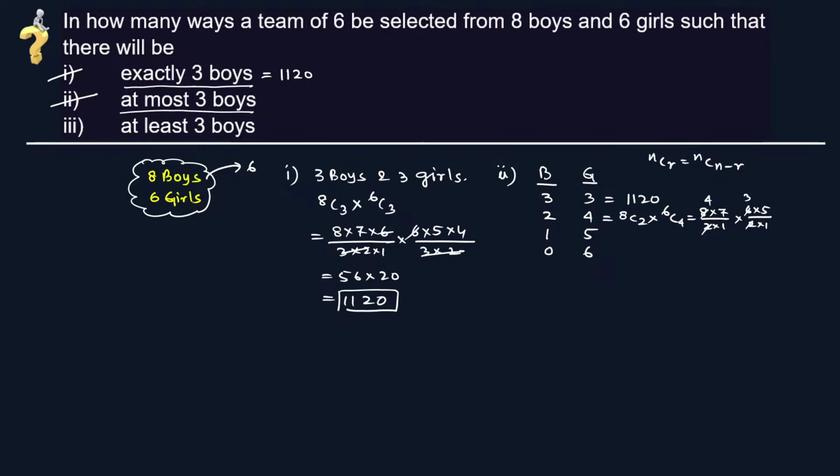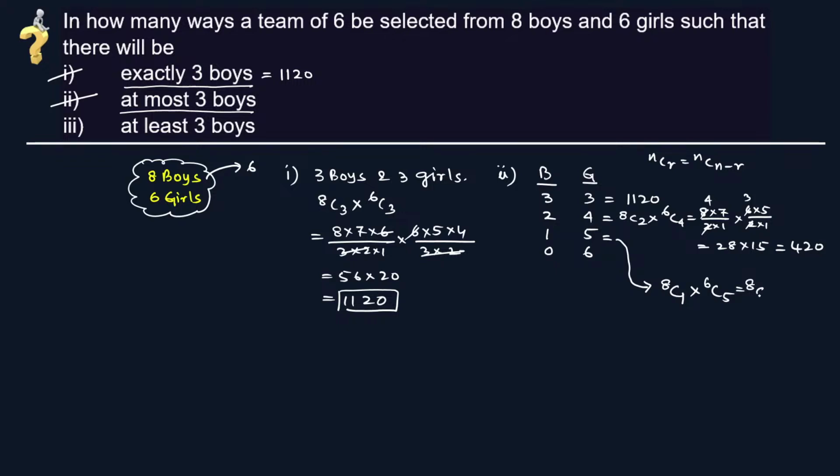So it is coming like 28 into 15, so that gives us 420. And next case is 1 boy. 1 boy will be selected from 8 boys. That can be done in 8C1 different ways. And 5 girls are to be selected from 6 girls, which can be done in 6C5 different ways.